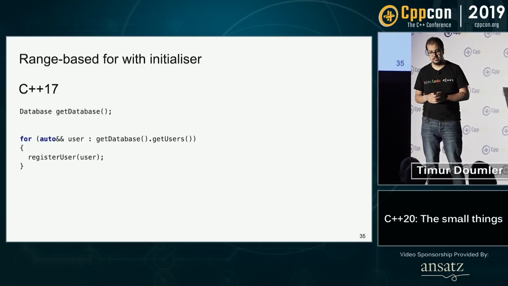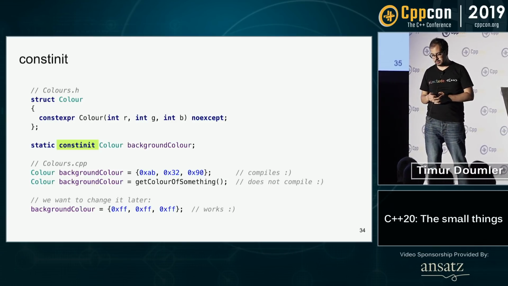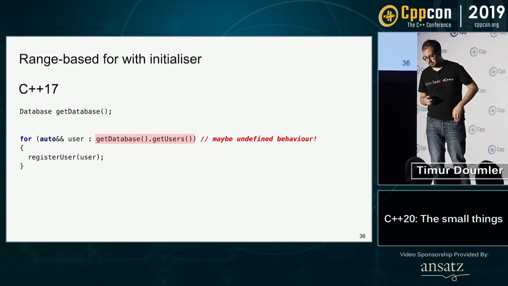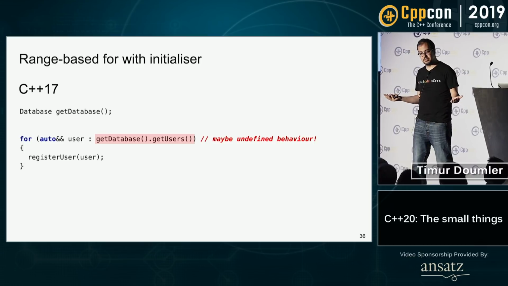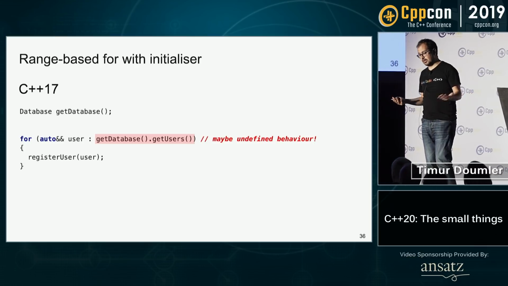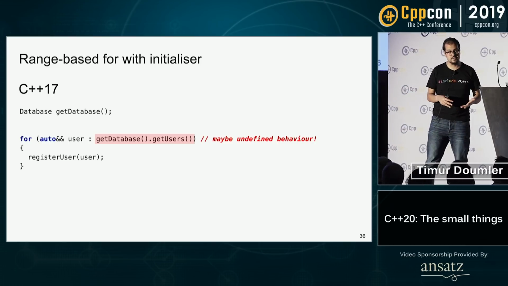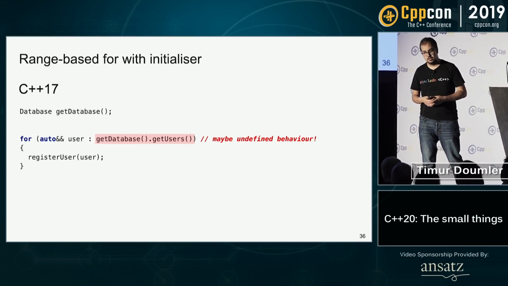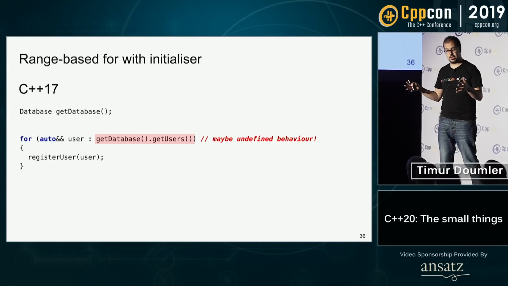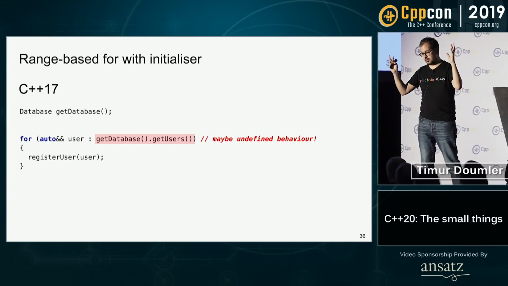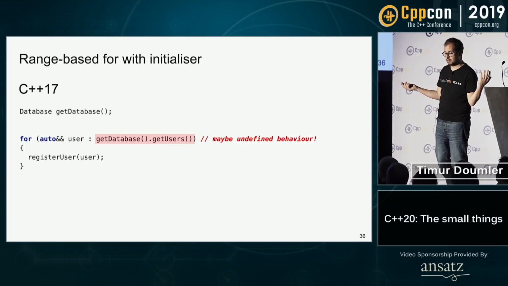Yes. So what can happen here is, depending on what database is doing, if you have get database, it returns a temporary, and maybe get users returns a reference to something in that object, okay? But because it's a temporary, after this expression goes away, the temporary goes away, and then the thing, the get users, is now a dangling reference, and you get undefined behavior.